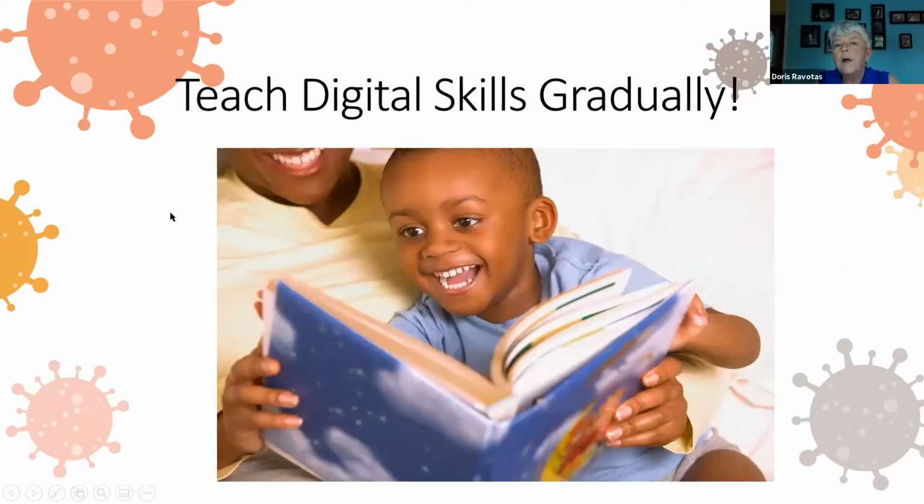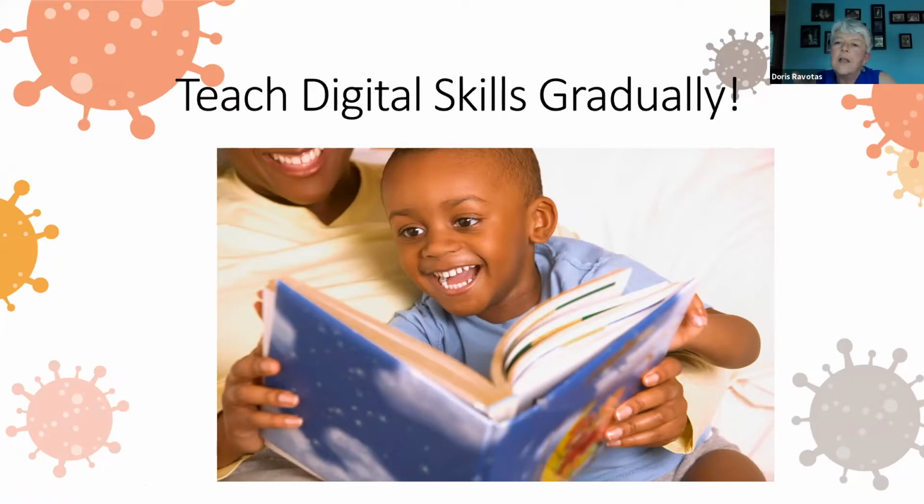So then over time, we could teach those digital skills gradually. This is how you see, how you make sure that you're seen. This is how you can mute yourself, etc. So digital skills are like other things. You need to do them gradually.